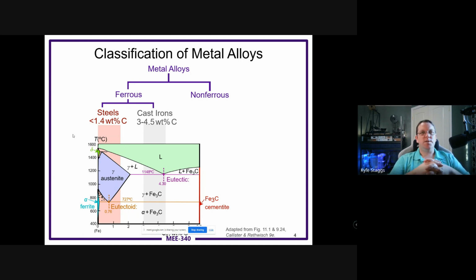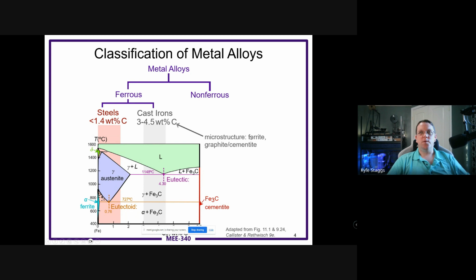Some of the key factors there are just that the materials behave hugely differently because of how much of this iron carbide or cementite is present. So the more percentage of cementite, the harder the material is, and typically the more brittle it is. So the microstructure here is a very important aspect.